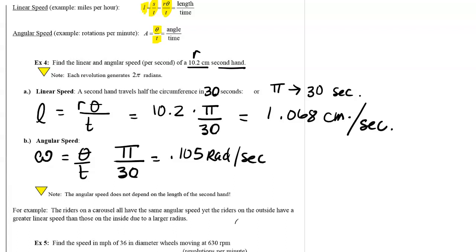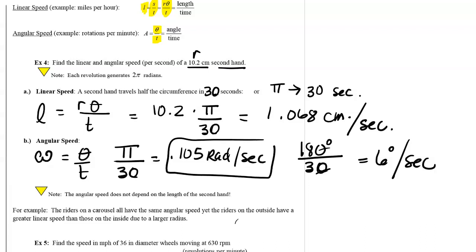Now you could also do the angular speed in degrees if you wanted. So the angle in degrees is 180 degrees. We would be dividing that by 30 seconds. The zeros cross cancel, 3 goes into 18 6 times, which means I'm traveling 6 degrees per second. So you could do angular speed in radians per second or degrees per second.